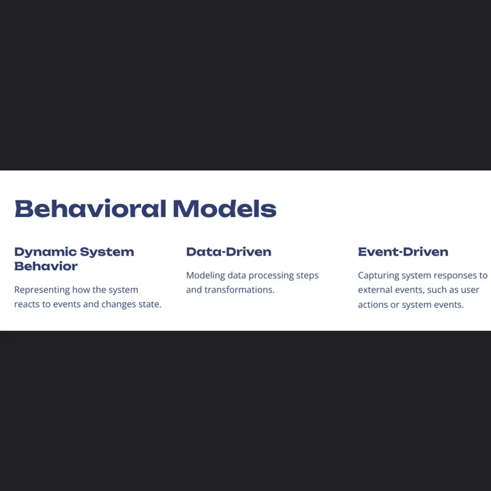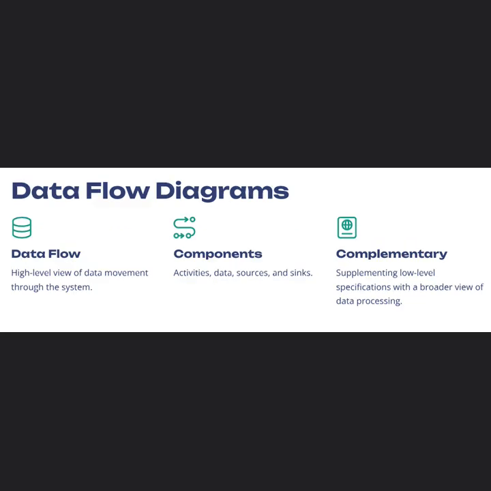Behavioral models focus on how the system behaves dynamically during execution. Data-driven models show the sequence of processing steps from input to output, while event-driven models capture how the system reacts to triggers or events. These are especially useful for real-time or embedded systems where responses to specific inputs are critical.